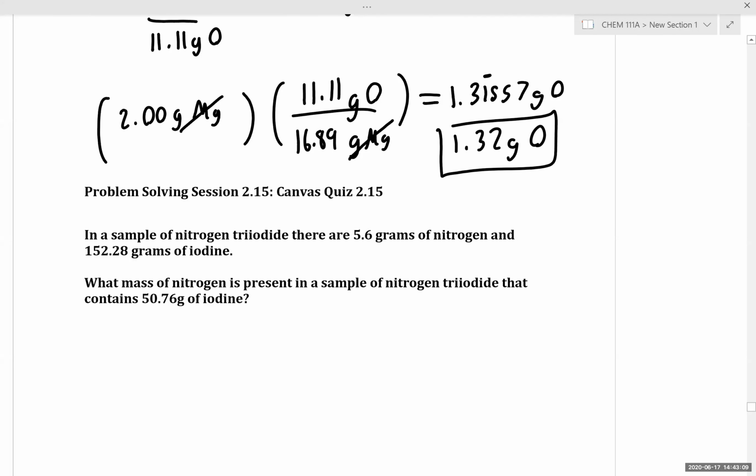So the first number that you're multiplying by the fraction, that's what is present in the sample, right? Yes. Yep, that's the mass of magnesium present in our sample, and we're using the ratio of oxygen to magnesium to determine the mass of oxygen in our sample. Does that make sense? Yeah, so for this one, then it would be 50.76 grams of iodine times whatever else that the sample has, correct? Yep, exactly. Well, times the ratio of nitrogen to iodine.